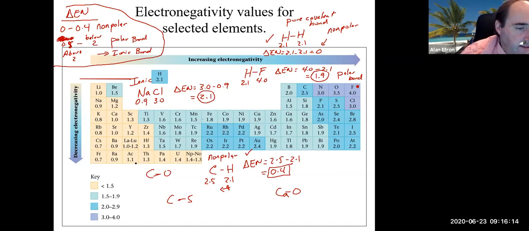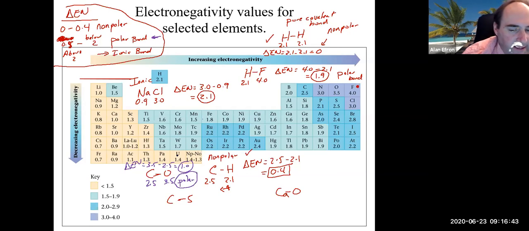Okay, so let's take a look. Let's start with the carbon and the oxygen. Carbon being 2.5, oxygen being 3.5. If we do the difference in electronegativity, that's going to give us 3.5 minus 2.5, which is 1. That definitely puts us in the polar range, so we would expect this bond to be a polar covalent bond.